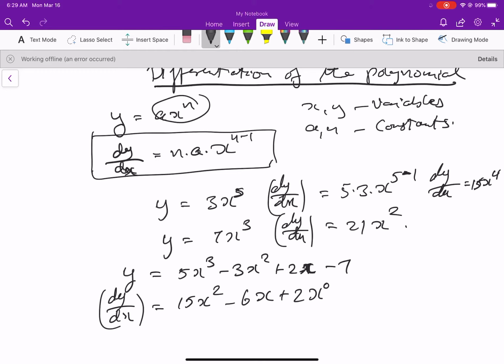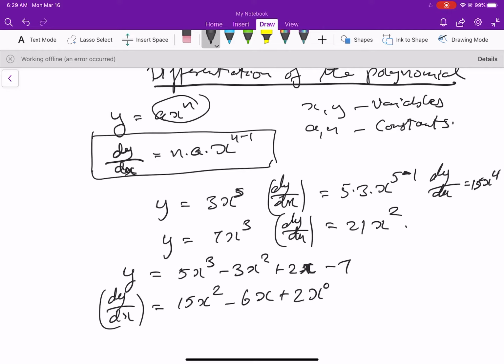I think everybody knows what that is. And then how about the constant? How do you differentiate a constant? What's the result that you end up with when you differentiate a constant? Well, let's think about that for a second.